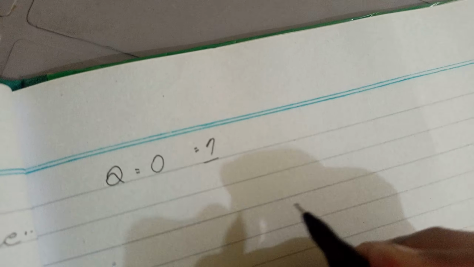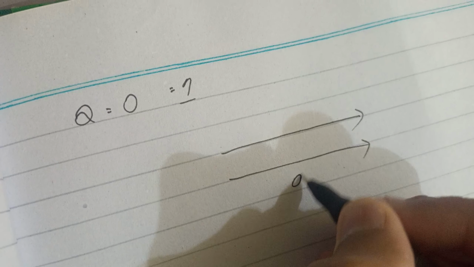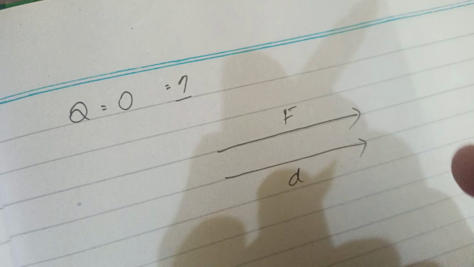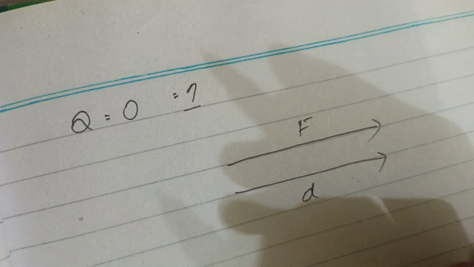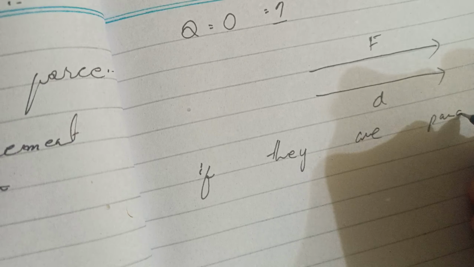The first angle is 0 degrees, for which cos theta equals 1. This will happen when both the force and displacement are in the same direction, which means both are parallel. This is the displacement, this is the force. As you can see, their directions are the same. The angle between them is 0 and work is maximum if they are parallel to each other. Let me write the definition here: if they are parallel to each other.